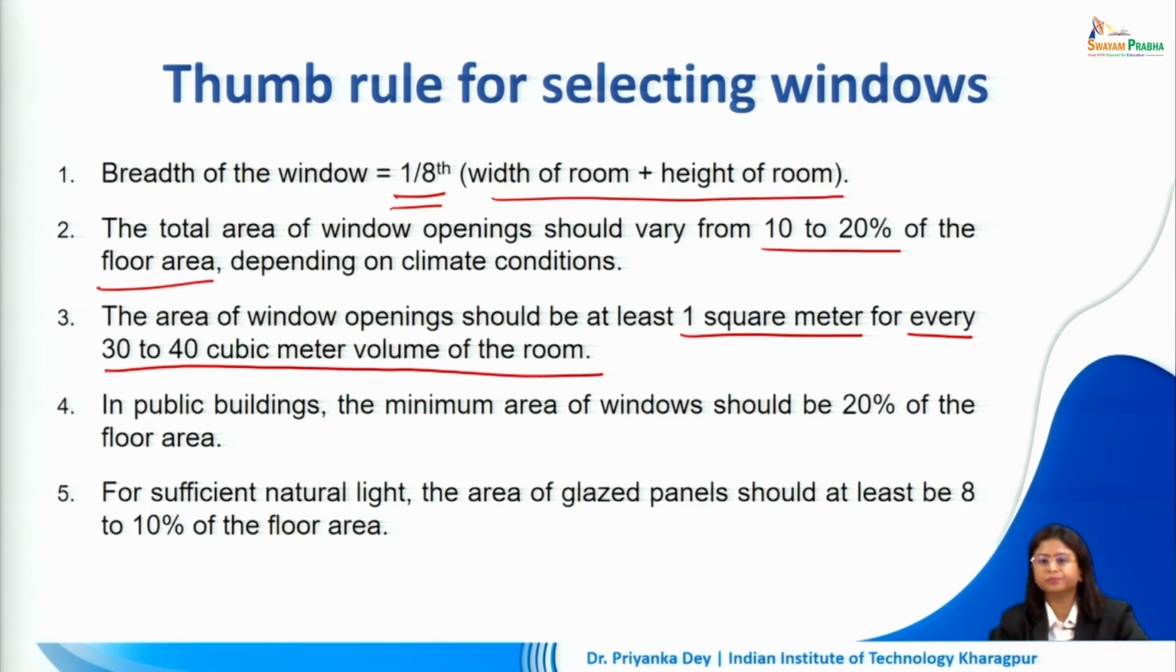The area of the window openings should be at least 1 square meter for every 30 to 40 cubic meter volume of the room. So that means it's very important for us to first see the size of the room, the area and volume of the room, and then accordingly decide how much area we need to give in the walls as openings for windows. In public buildings, the minimum area of windows should be more. It should be 20% of the floor area. For sufficient natural light, the area of glazed panels should be at least 8 to 10% of the floor area.